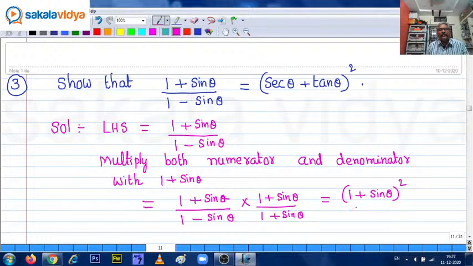Okay, 1 plus sine theta whole square. So this we can write it now. So a minus b into a plus b, a square minus b square. So we can write 1 square minus sine theta whole square. Right? Am I correct? Yeah.